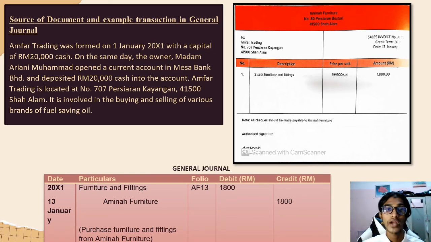The reason why furniture and fittings is in debit is that if we buy furniture and fittings, the assets will be more, so automatically the asset will increase in debit. So the combination for the furniture and fittings is Amina Furniture.